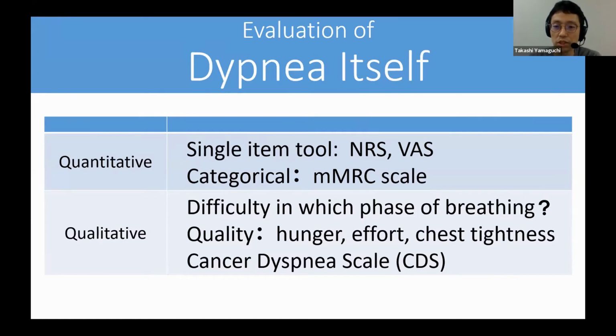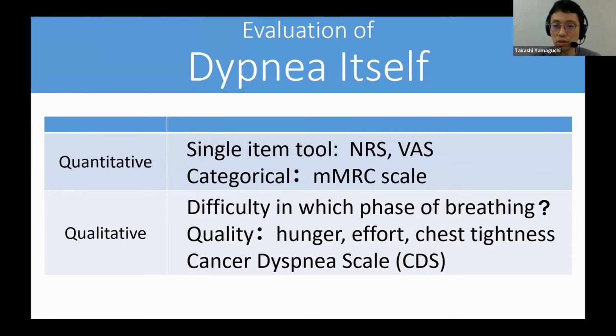For the evaluation of dyspnea quality, I always ask the patient whether they feel difficulty in inspiration or expiration. Also, what the character of the dyspnea is like is sometimes very helpful. Is it air hunger? Is it increased respiratory effort? Or is it tightness of the chest? These characters may give some hint for detecting the etiology or underlying pathophysiology of the dyspnea.